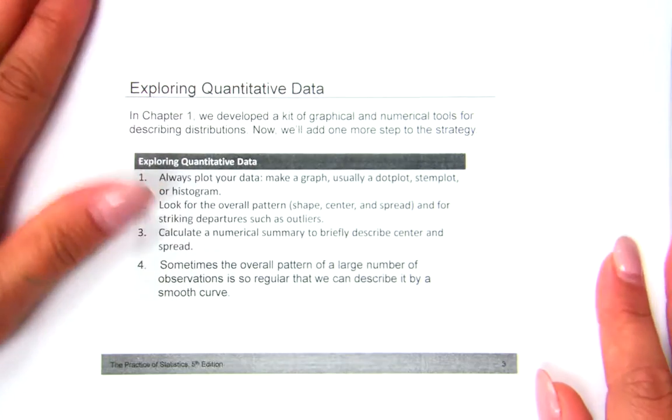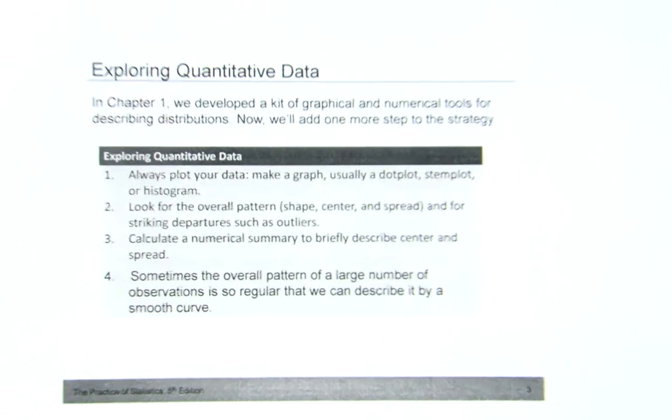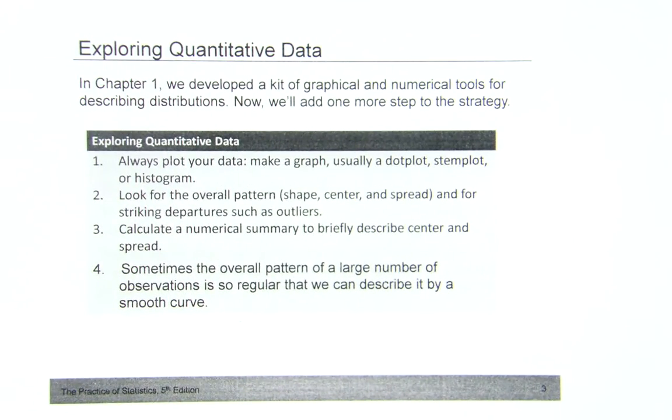In Chapter 1, we developed a kit of graphical and numerical tools for describing distributions. Now we'll add one more step to the strategy, and this is exploring quantitative data. Always plot your data, make a graph, dot plot, stem plot, or a histogram. Something to look at, basically. Look at the overall pattern, shape, center, and spread.